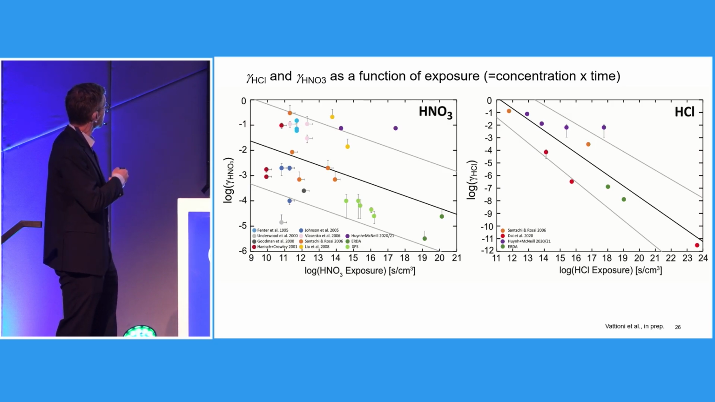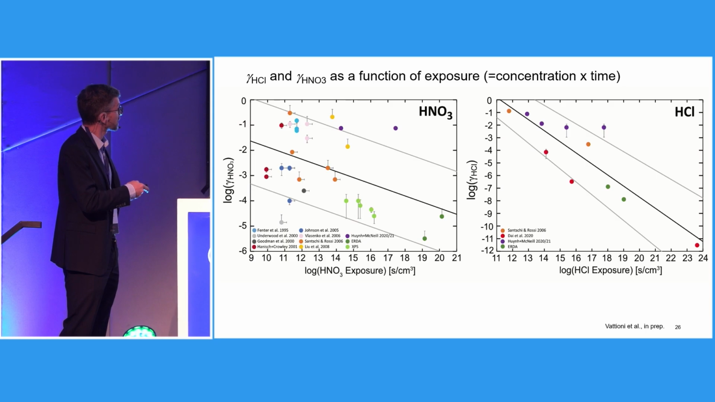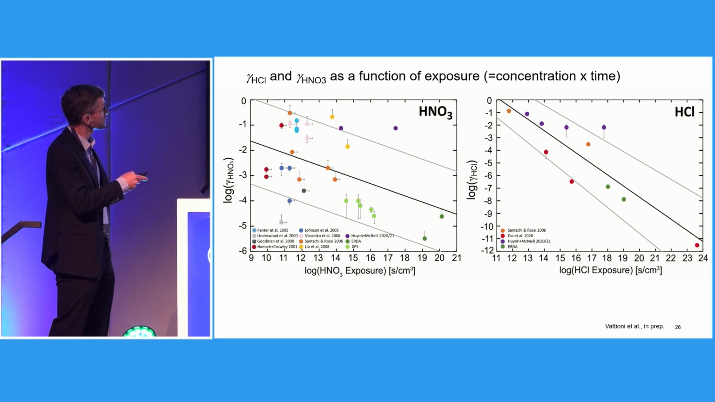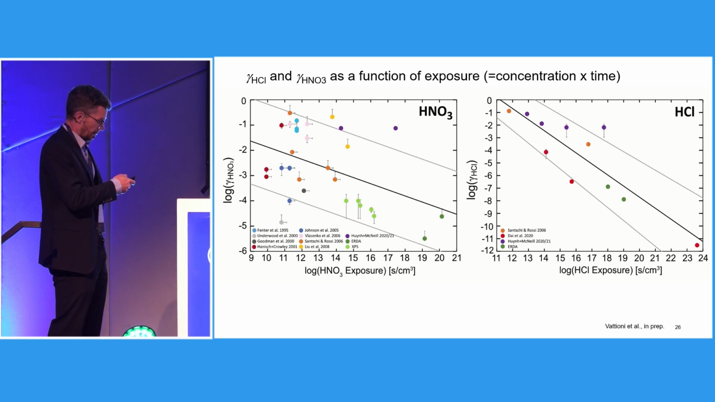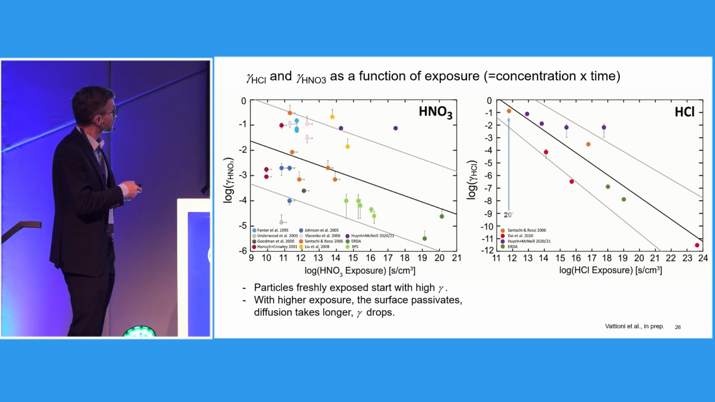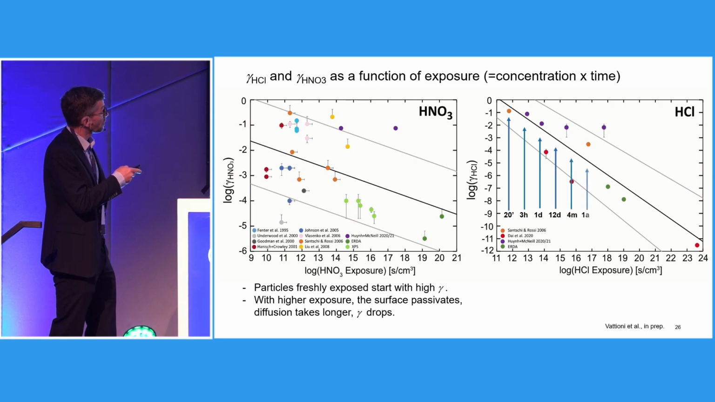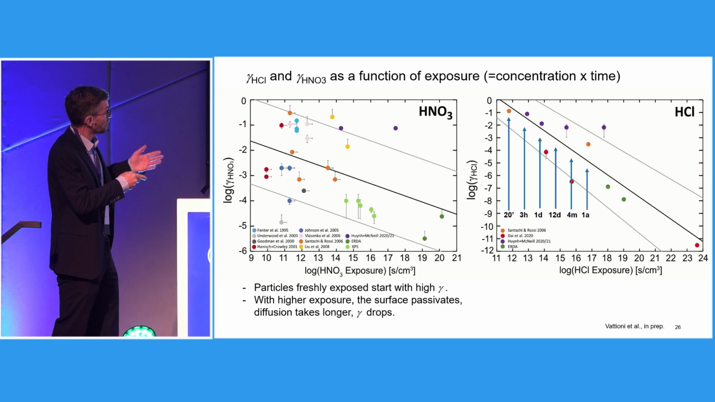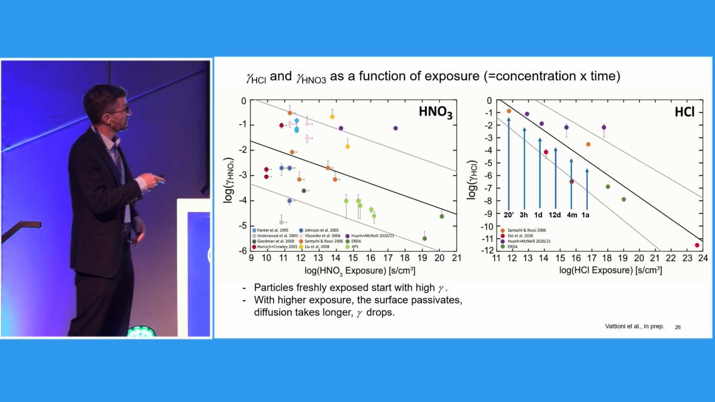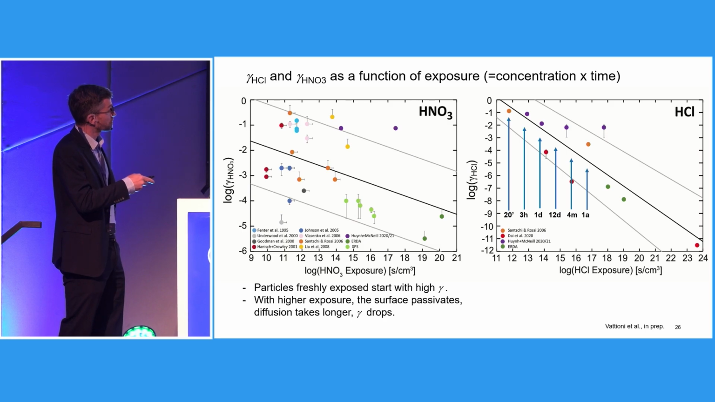And we plot the uptake coefficient as a function of the exposure. The exposure is the concentration of HNO3 and HCl applied in the experiments, multiplied by the time of the experiment. And there is a picture evolving when you look at this. At the beginning, with only small exposure, you have a very high uptake coefficient, but the longer the exposure, or the longer the particles are in the stratosphere, the smaller the uptake gets.